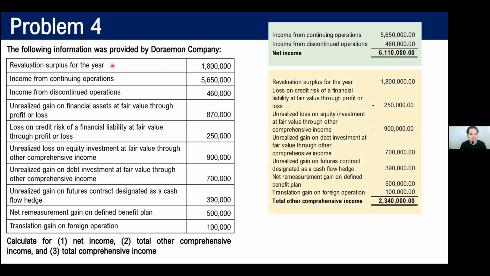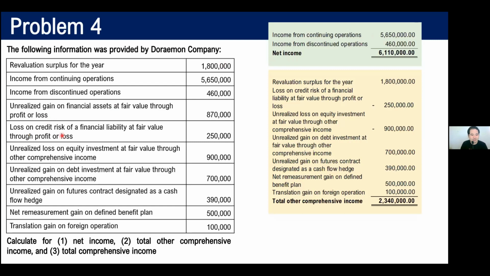Ito na. Revaluation surplus for the year, 1,800,000. Unrealized gain on financial assets at fair value through PL. Oops. Dahan-dahan. Unrealized gain on financial assets at FVPL. Oops, saan po nire-report to? Nasa PL section po yan. So anong gagawin natin? Nandun na siya sa loob nung income from continuing operations. Okay? Bakit po siya nandun na sa loob? Kasi po yung mga ganyang unrealized gain on financial assets at FVPL, kasama na po siya sa other income and expenses portion ng income statement mo. So nandun na siya dun sa loob ng continuing operations.